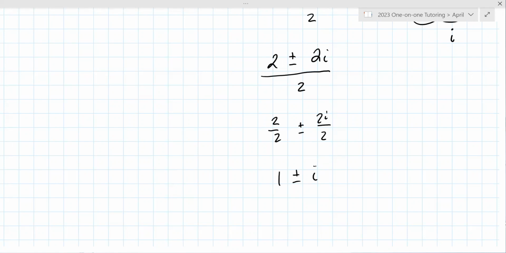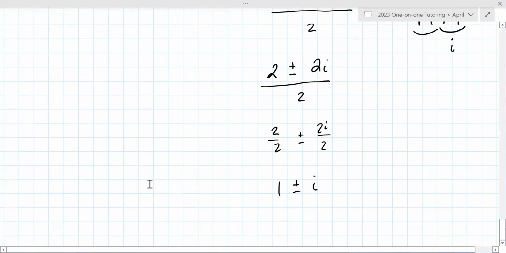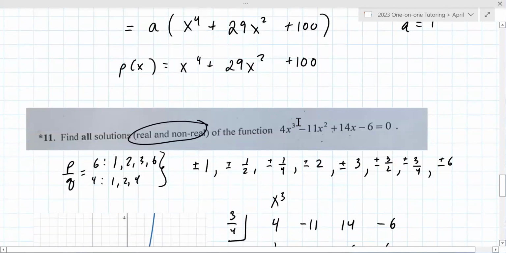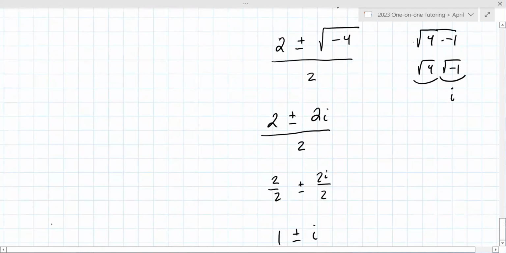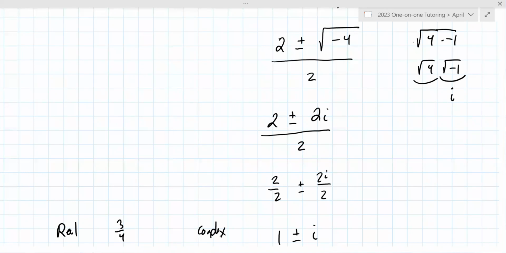Okay, got it. So there we go. We've got them all. Remember, it was way up here. It was a 3rd degree polynomial. There's 3 solutions. There's a real one at 3/4. The complex ones, or the non-real ones, are 1 plus i, 1 minus i. Okay, got it. Do you feel like you could reproduce this on your own? Yeah. Good. That's great to hear.